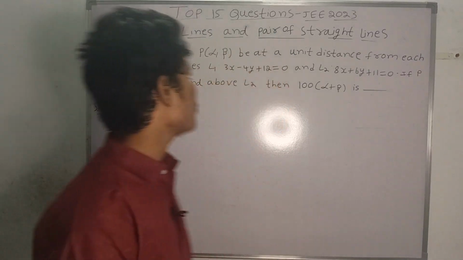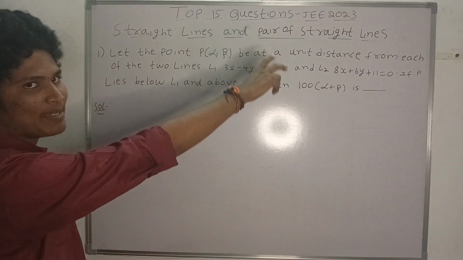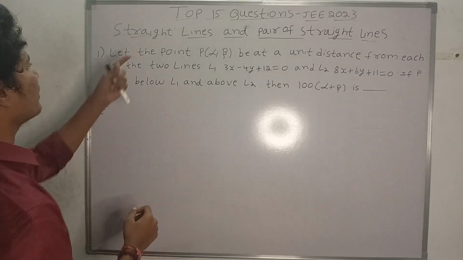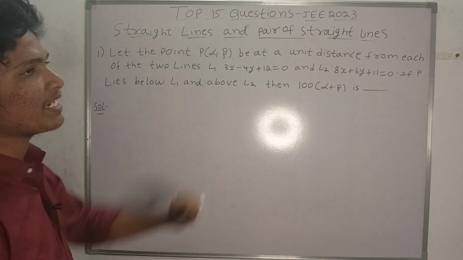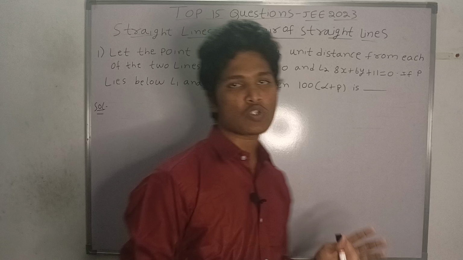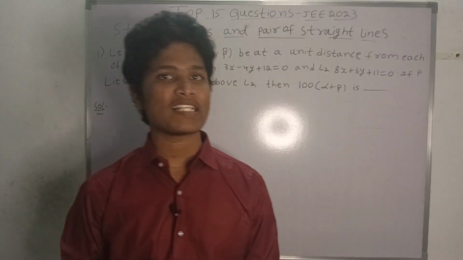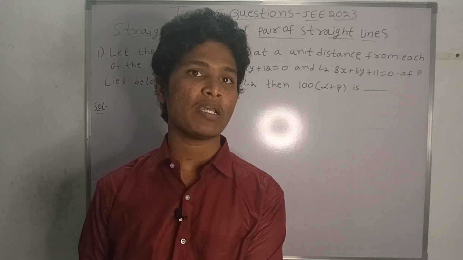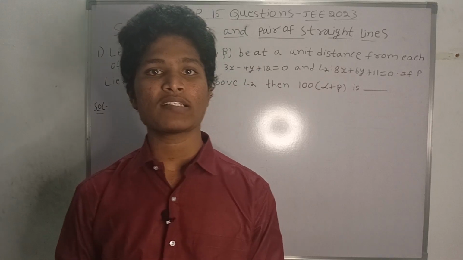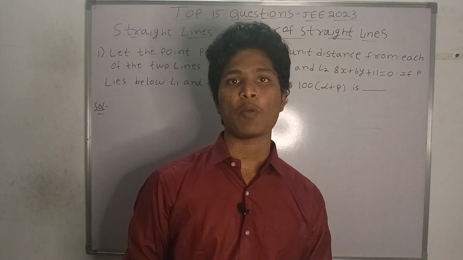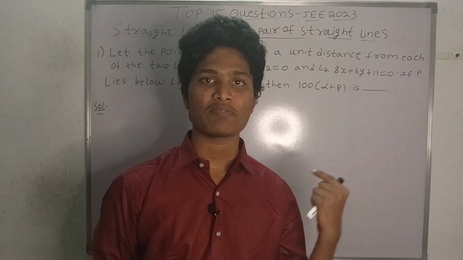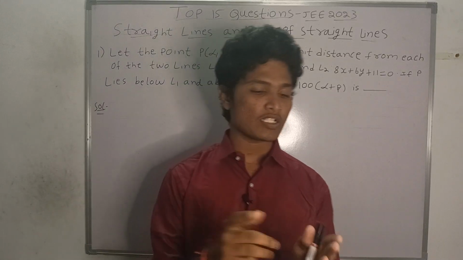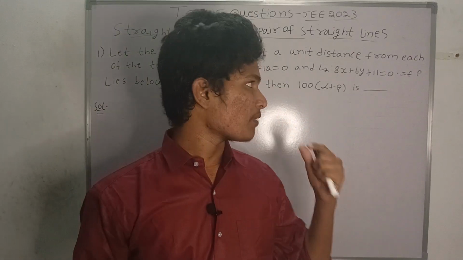In this video, I am going to solve the top 15 questions for JEE Mains 2023 April attempt, and today's chapter is straight lines and pair of straight lines. So basically, we are going to solve the 15 questions which have the maximum probability to come in the JEE Mains April attempt. There will be a slight concept difference, but these questions have the maximum probability because these are previous year questions of straight lines, and also these are the top 15 questions from the straight lines chapter.